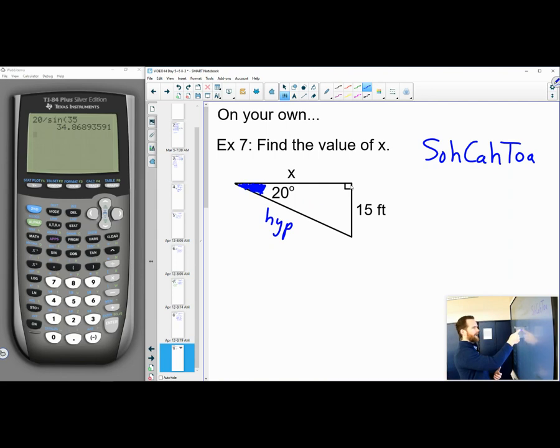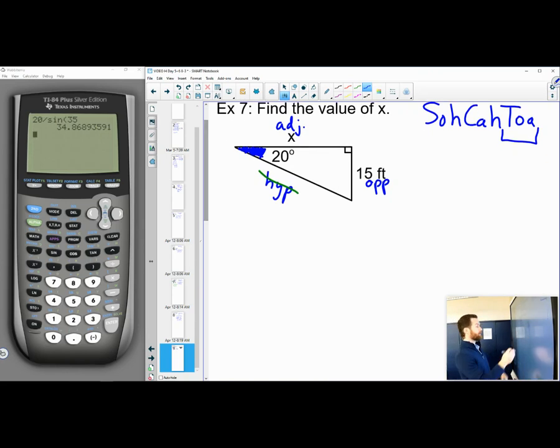Across from our highlighted angle, our reference angle, is 15, so we can put opposite there. Opposite means across. And then the last one, the only other option we have, is adjacent. That makes sense because x is right there touching our angle of 20 degrees. It's touching that vertex. All right, which one do we not need? We don't need the hypotenuse because it's blank. So opposite and adjacent, O and A, that's going to be TOA. So we need tangent.